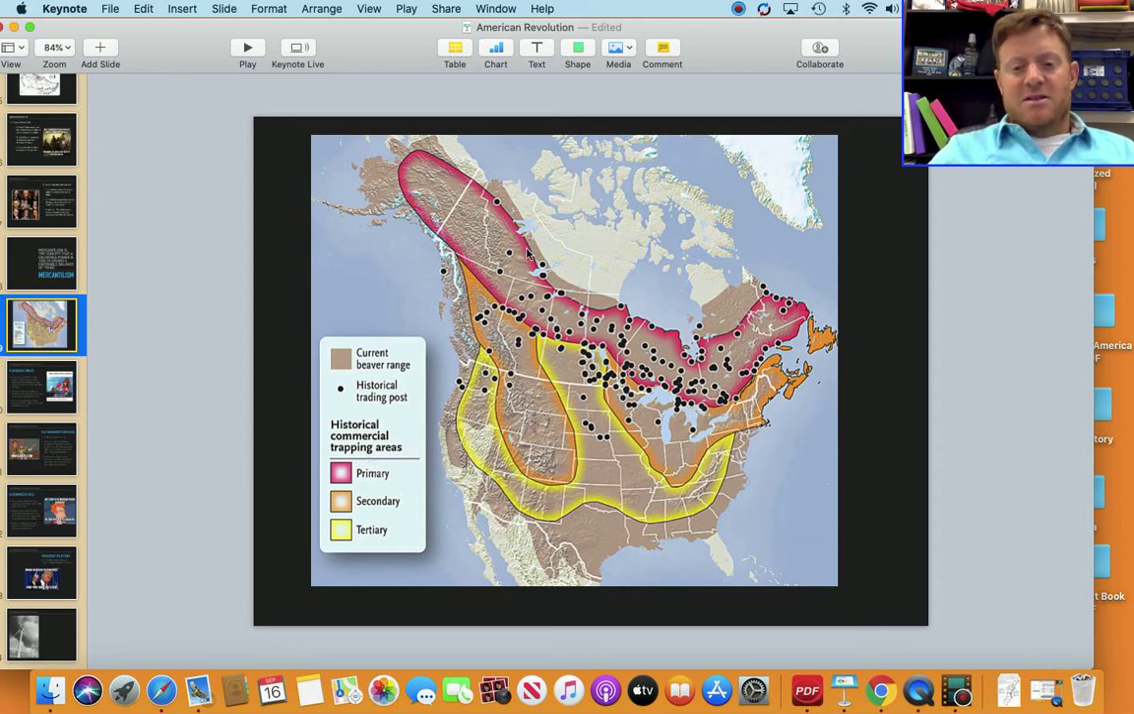All of these dots are fur trapping outposts. You can see that they're in Canada mainly, but they're also in what is now the United States of America. And all of these fur trappers are run by the French. Meanwhile, up and down the east coast of what is modern day North America, the United States of America, is held by Britain.